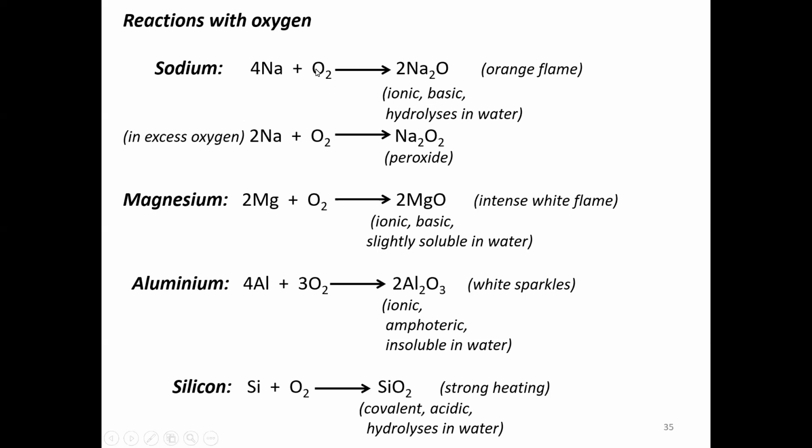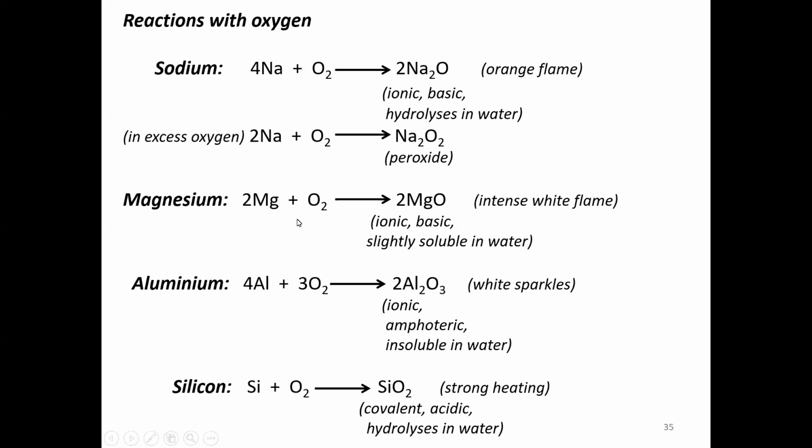Your sodium will react with oxygen to form sodium oxide. Sodium oxide is ionic due to the difference in electronegativity between the sodium and the oxygen, and it's basic, and it's hydrolyzed in water to form sodium hydroxide. But in excess of oxygen, sodium will form a peroxide. In the peroxide, the oxidation state of oxygen is -1. So in excess of oxygen, your sodium will form a peroxide.